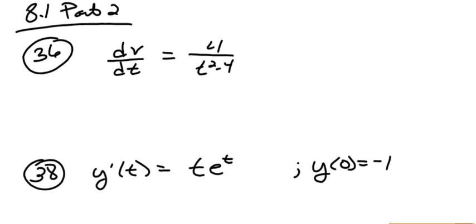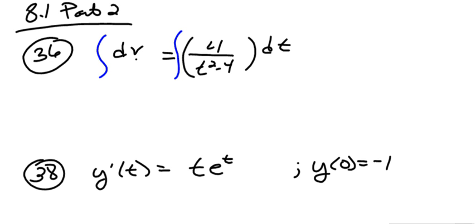So for number 36, first thing I would do is move the dt over to this side. And then remember, we're going to be taking the antiderivative. So this would be v. And then what is the antiderivative? And there's actually two solutions.